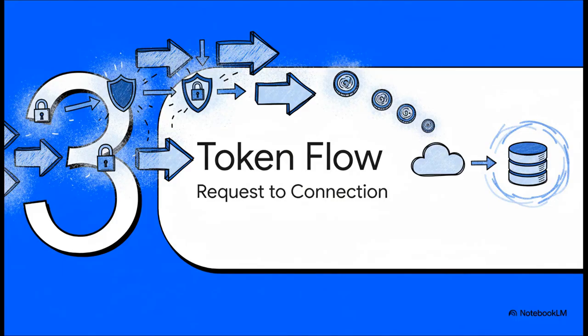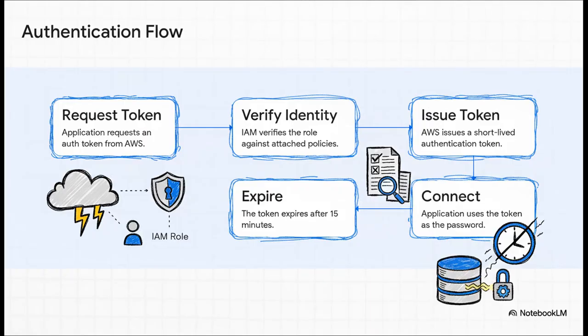Okay, so how does this magic actually happen under the hood? It's not just a simple switch. There's a really clever and secure flow that makes it all possible, and understanding this is key. So here's how it goes down. Your application, which is running with an IAM role, uses the AWS SDK to make a call to AWS and says, hey, I need a token to access this database. IAM then checks that role's policies to make sure it's actually allowed to do that. If everything checks out, IAM generates a special, short-lived token and sends it back.